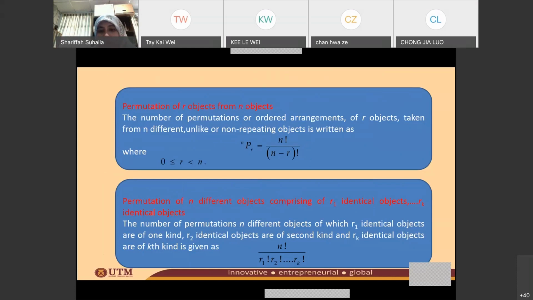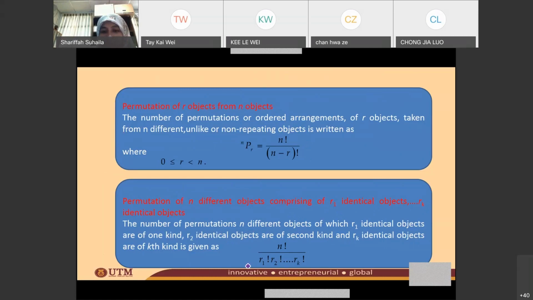Okay, kalau n different objects, but you have R1 identical objects. Maksudnya R1 sama, R2 sama, RK sama. Okay. So permutation of n different objects of which R1 identical objects are of one kind, R2 identical objects are of the second kind, and RK identical objects are of the kth kind.